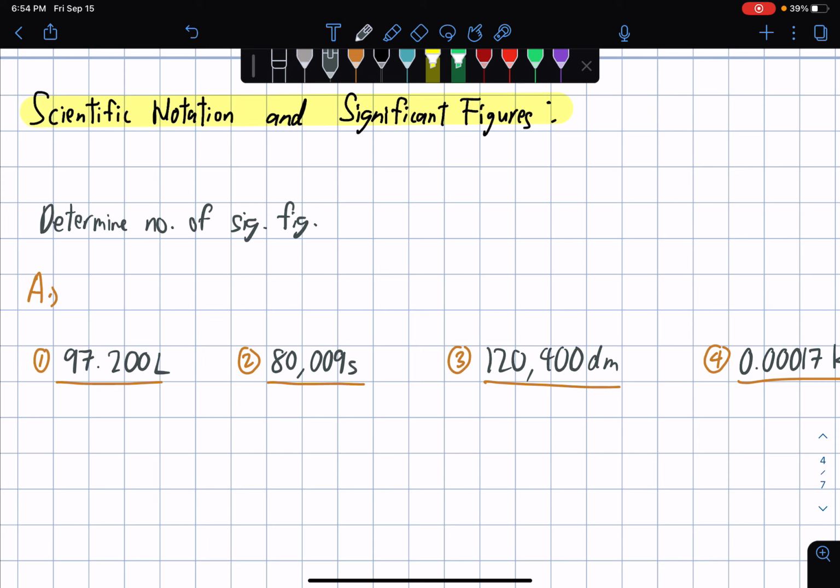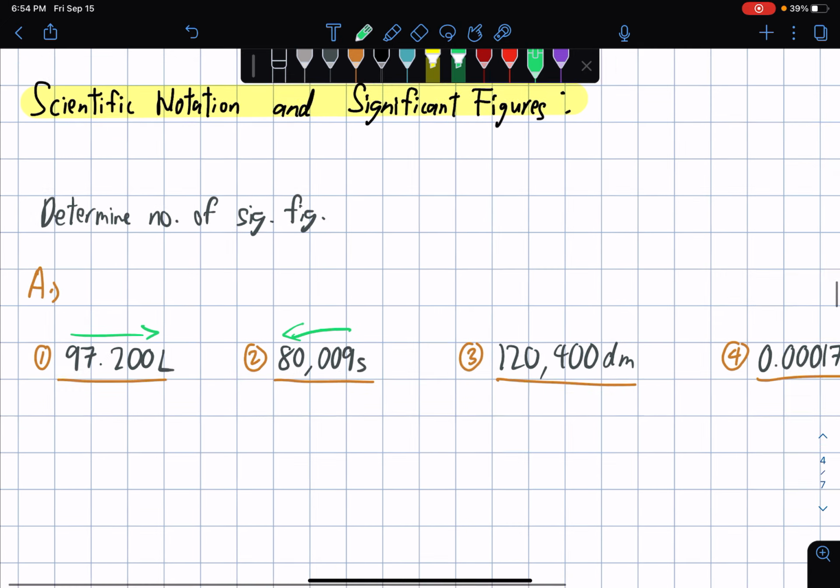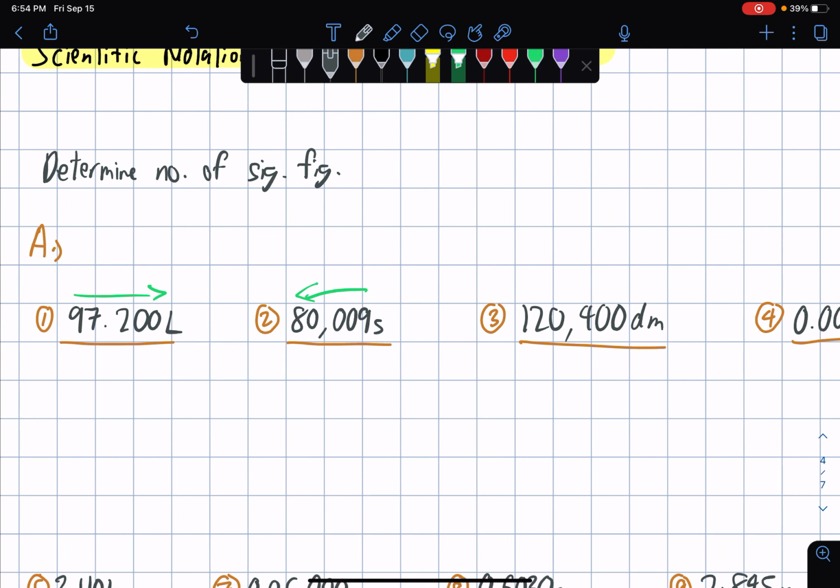There is a strategy that our teacher has taught us. If there's a decimal present, you read to the right. If there is no decimal present, you read to the left. Just like what I've shown in numbers 1 and 2.